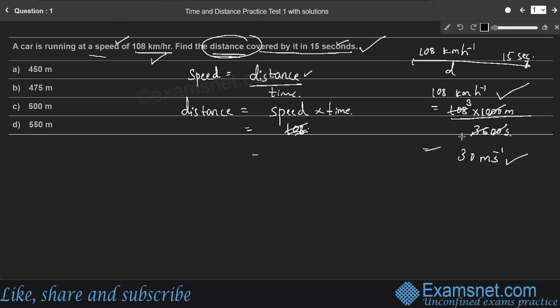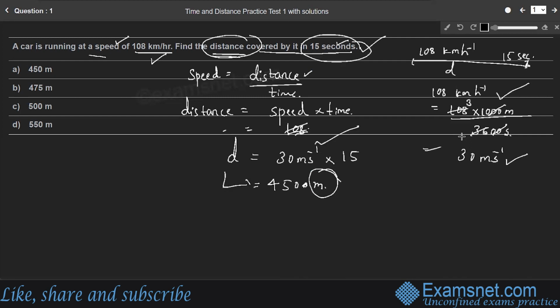So we'll write the speed in terms of meter per second, which is 30 meter per second, into time, which is 15 seconds. The car took 15 seconds to cover the distance d. Therefore, the distance covered by it is 450 meters. The unit is meter, not kilometer, since speed is in terms of meter per second, so distance is in terms of meter. So the car covered 450 meters in 15 seconds. Option A is the right answer.